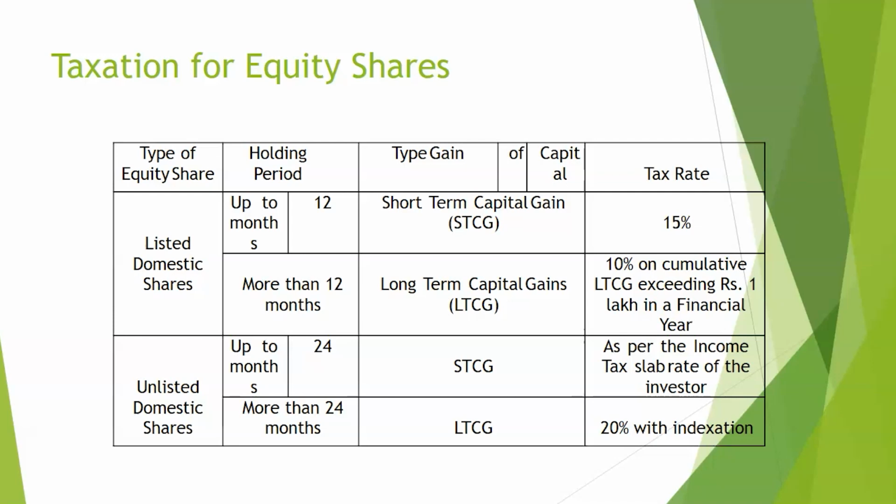For up to 12 months, for listed domestic shares, the short-term capital gain rate is 15%. And for more than 12 months, long-term capital gain is 10%, exceeding 1 lakh in a financial year. In unlisted domestic shares, it is as per the income tax slab rate of the investor for STCG, and for LTCG, 20% with indexation is considered.